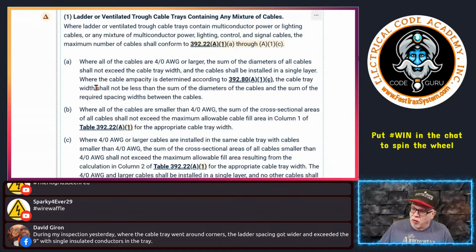So right here, where the cable's ampacity is determined based on this configuration, okay? And what is 392.80(A)(1)(c), by the way? And remember, if you're doing ampacity, and we'll talk about that tomorrow, but if the ampacity on these 4/0 and larger conductors in this tray, in a single layer, if the ampacity is calculated based on this configuration, okay, then, and we'll look at this tomorrow, but again, I'll click it.